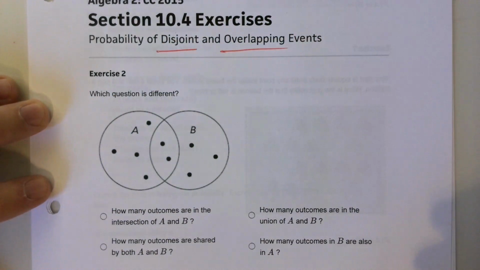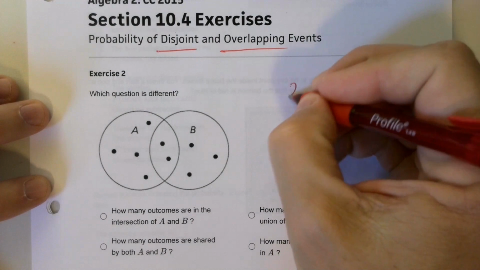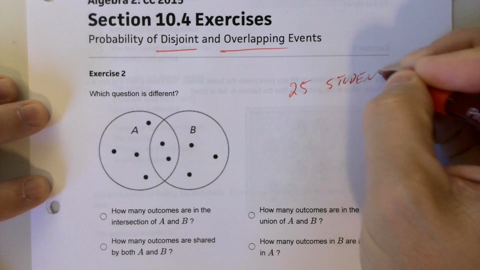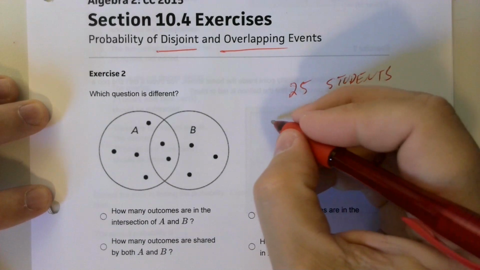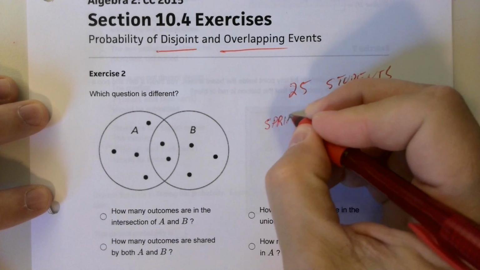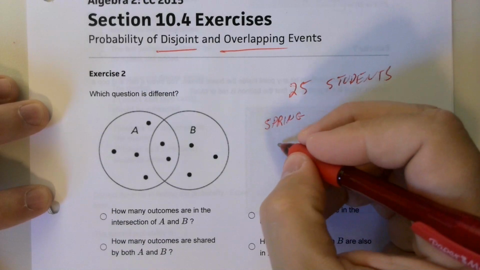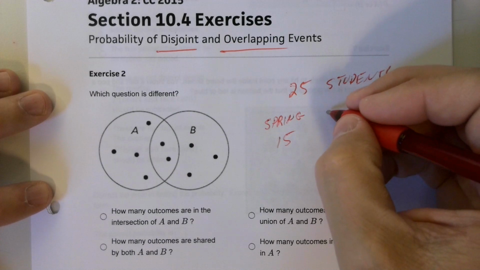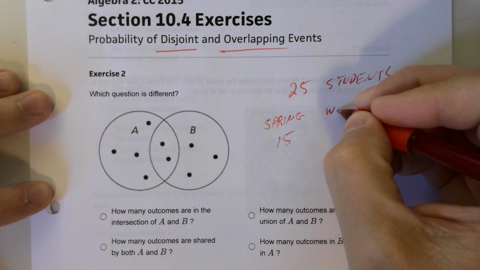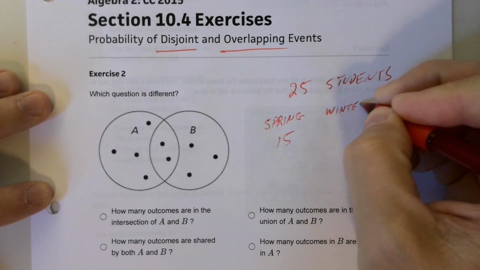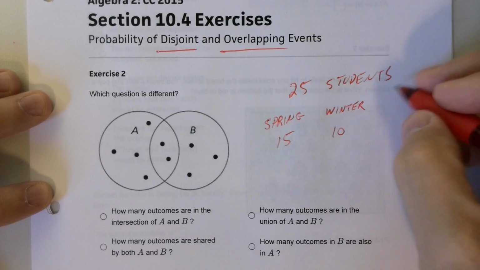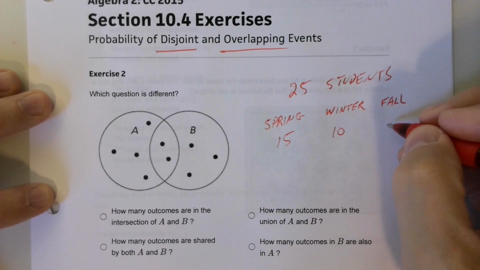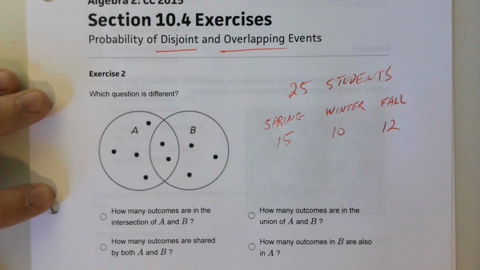For instance, I could be talking in class and I might have a classroom of 25 students and I ask them, hey, how many of you participate in a spring sport? And maybe 15 of them say they participate in a spring sport. And then I say, how many of you participate in a winter sport? And there's 10 of them. And how many of you participate in a fall sport? And maybe there's 12 of them that participate in the fall sport.